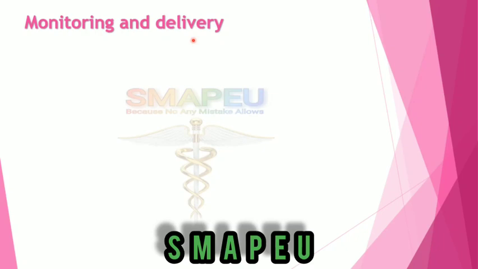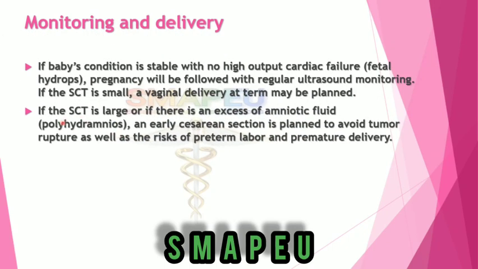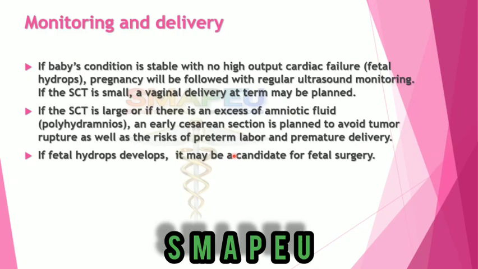If the baby's condition is stable with no high output cardiac failure, that is fetal hydrops, the pregnancy will be followed with regular ultrasound monitoring. If the sacrococcygeal teratoma is small, a vaginal delivery at term may be planned. If the sacrococcygeal teratoma is large or if there is an excess of amniotic fluid, that is polyhydramnios, an early cesarean section is planned to avoid tumor rupture as well as the risk of preterm labor and premature delivery. If fetal hydrops develops, the fetus may be a candidate for fetal surgery.